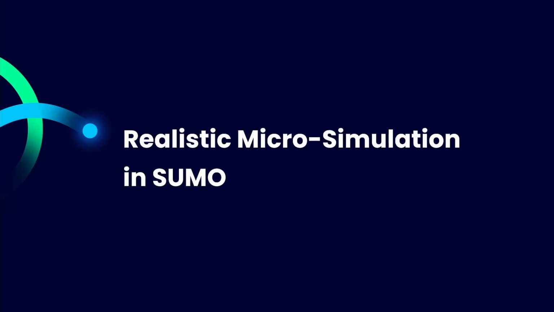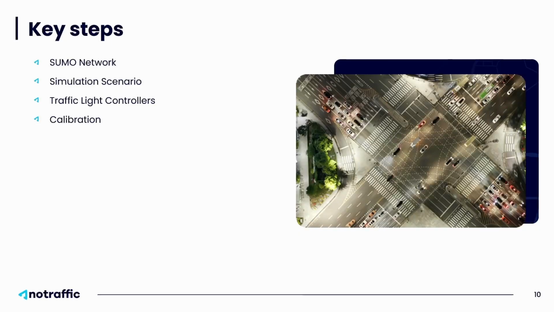Let's move on and talk about how we build simulations using this data I just mentioned. So, building realistic microsimulation in SUMO. There are going to be several key steps we talk about. First of all, building the network, the model itself. Then we'll talk about simulation scenario and some challenges there. We'll talk about traffic light controllers and how we simulate them. And we conclude with calibration, how we calibrate our model.